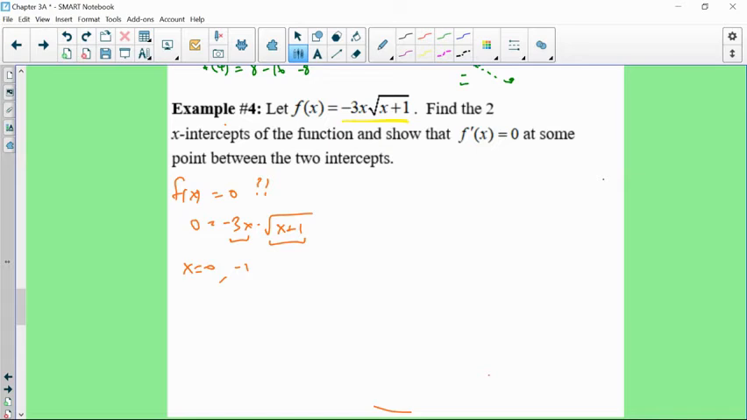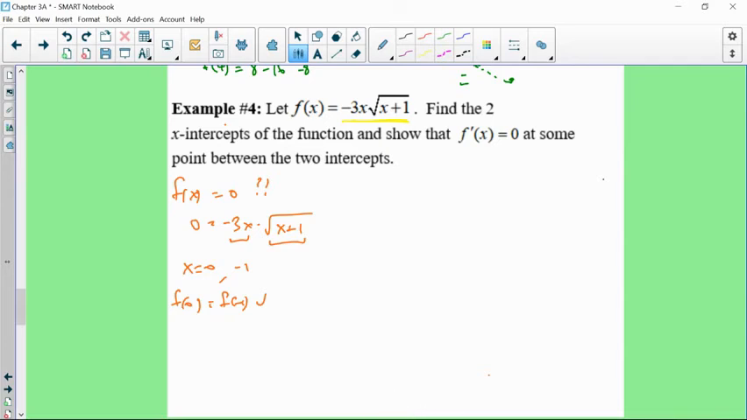So those two x-intercepts sort of become my endpoints, right? My A and my B. So I already know that f of 0 is equal to f of negative 1. So that's one of my conditions of Rolle's theorem.